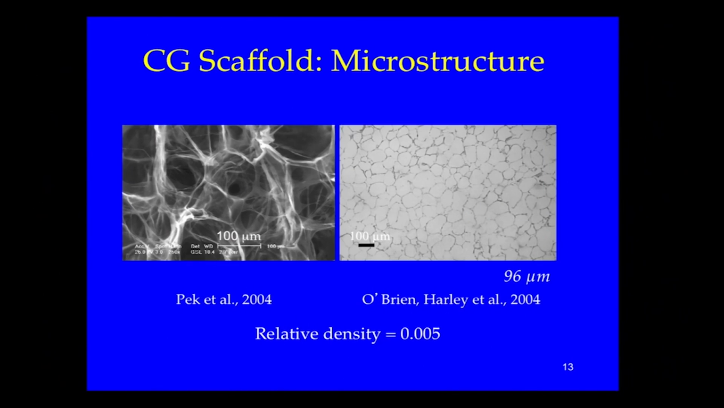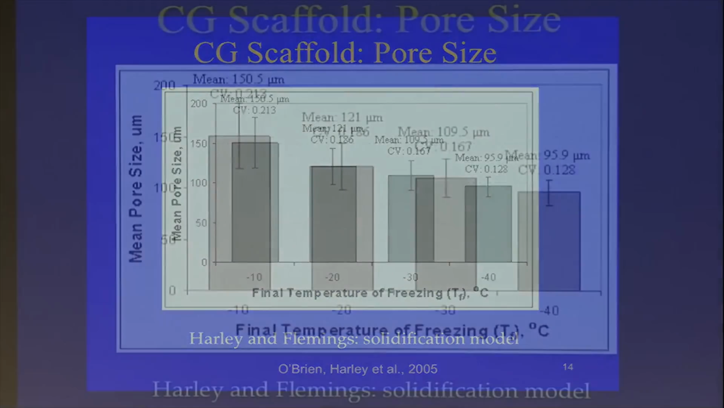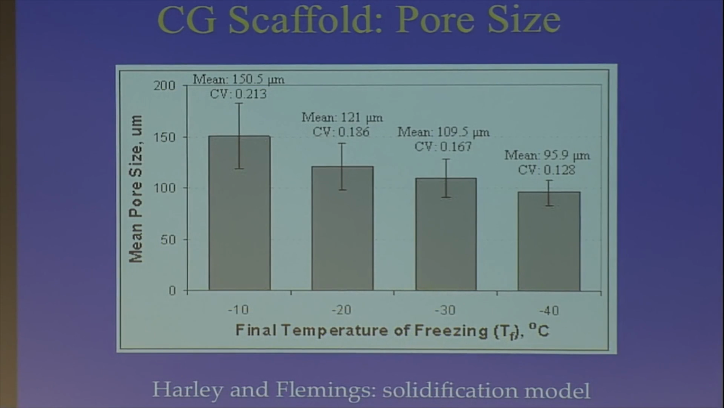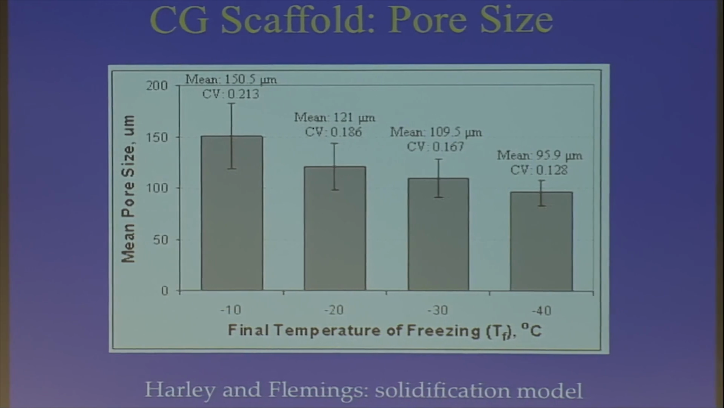So these are pictures. I think this was with the type 1 collagen, but it looks the same with the type 2 collagen. So that's what the structure looks like. I think I showed you this last time. We could control the pore size by controlling the freezing temperature.